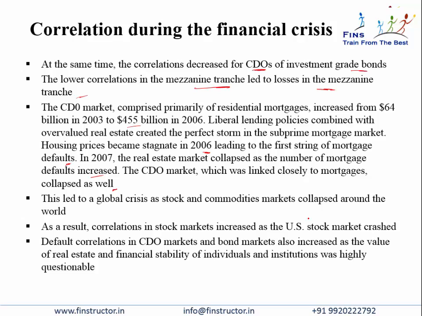So this led to a global crisis as stock and commodity markets collapsed around the world. Correlations in stock markets increased as the US stock market crashed. Default correlation in CDO markets and bond markets also increased as the value of real estate and the financial stability of individuals and institutions was highly questionable. So essentially the correlation was now high in everything falling down, which is not a good thing. Across your investments, across portfolios, you were seeing losses, be it real estate, stock market, bonds, or most CDO related bonds or risky bonds. We are seeing big losses.